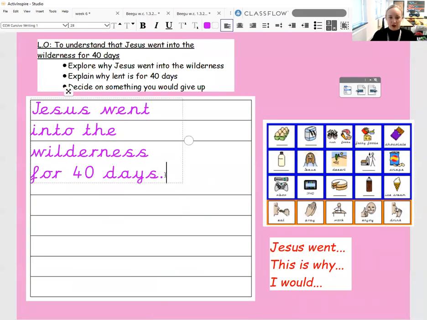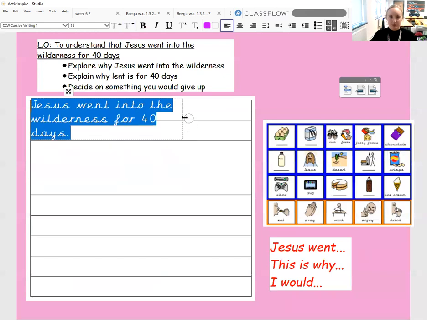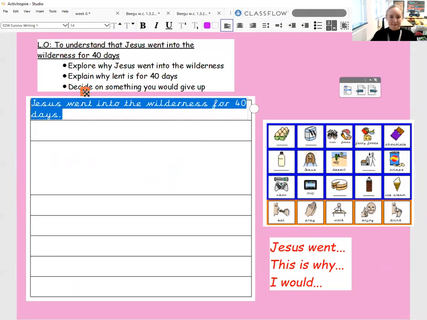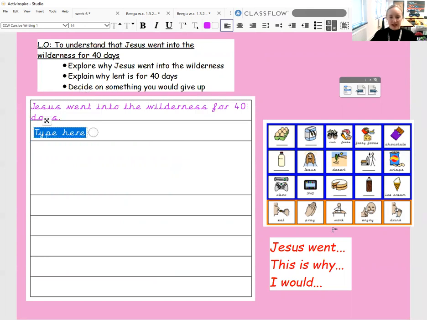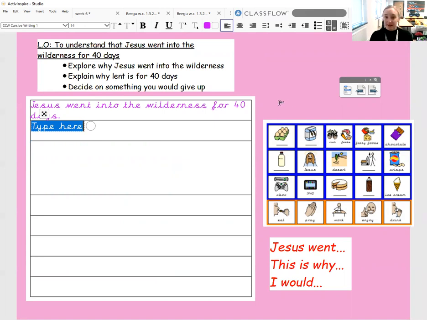Then I've got another sentence starter. I can make that a bit smaller, seeing as it won't fit on my grid there. There we go. Then I've got another sentence starter, and it says, this is why. So this sentence starter is going to show me your understanding. So I've got Jesus went into the wilderness for 40 days, and this is why. This is why what? So hopefully you've made that link that this is why Lent is 40 days. Okay, so Lent is 40 days because Jesus went into the wilderness for 40 days. So this is why Lent is 40 days.